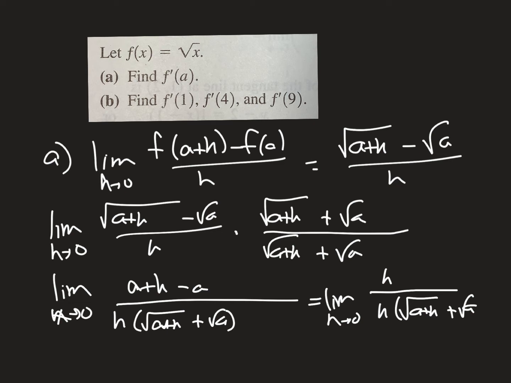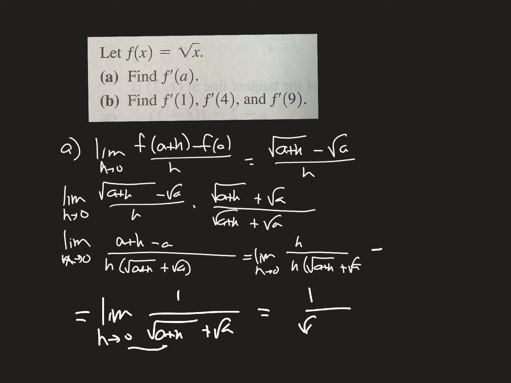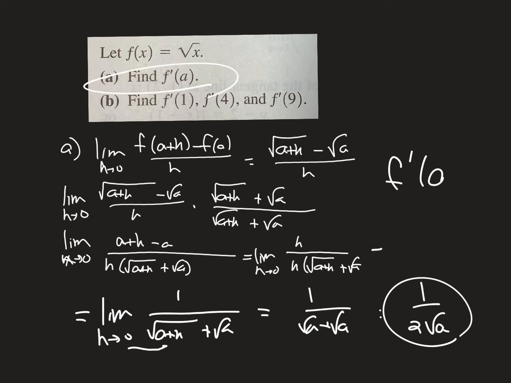Now, also notice right there my h's will cancel. H's cancel, and I get the limit as h approaches 0 of 1 over the square root of a plus h plus the square root of a. Now, because it's a rational function, I'm allowed to do direct substitution, so I'm going to plug a 0 in for the h's, and I would get 1 over square root of a plus square root of a. So my derivative would be 1 over 2 times the square root of a. The derivative of square root of a would be 1 over 2 times the square root of a.